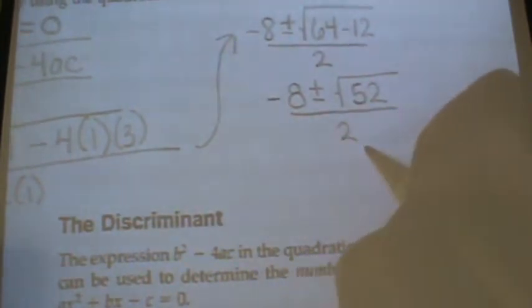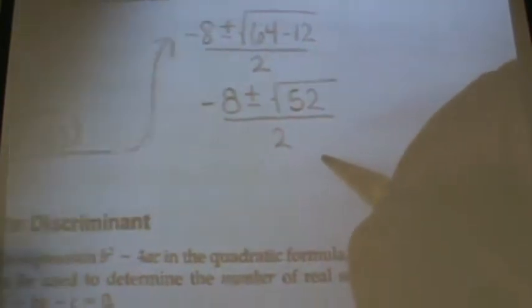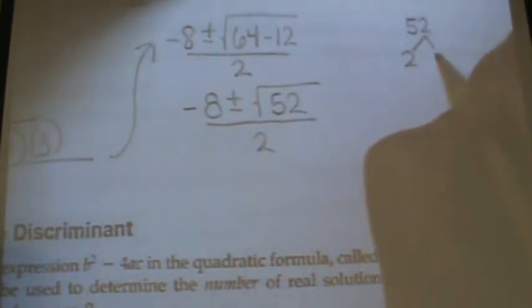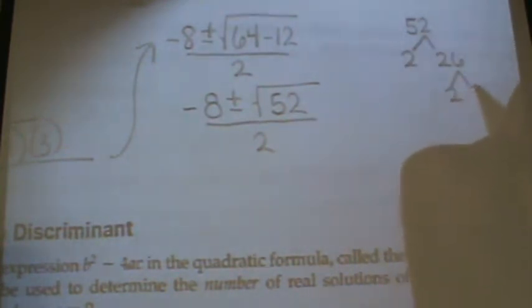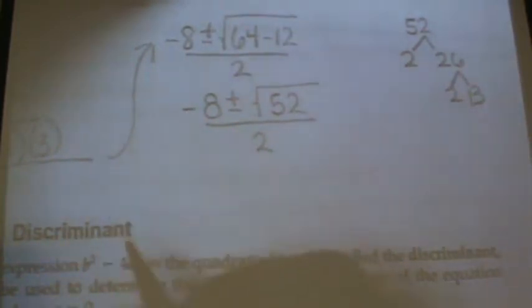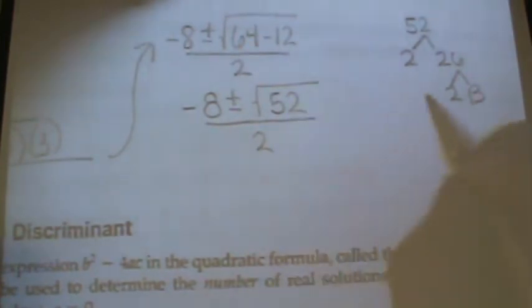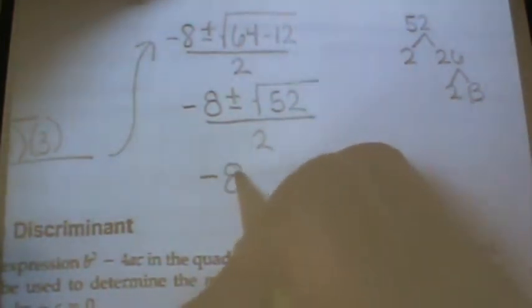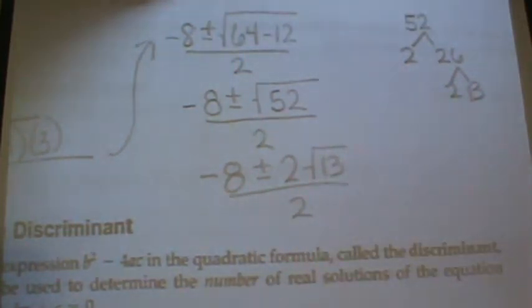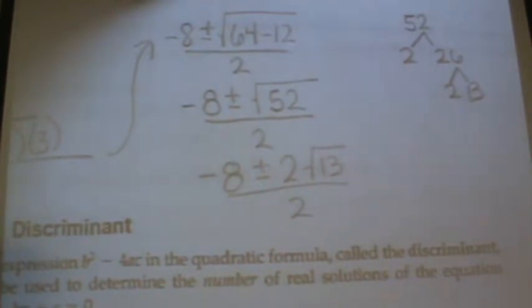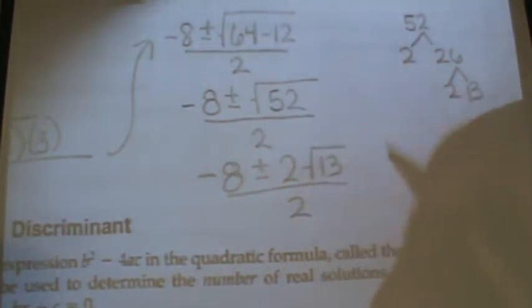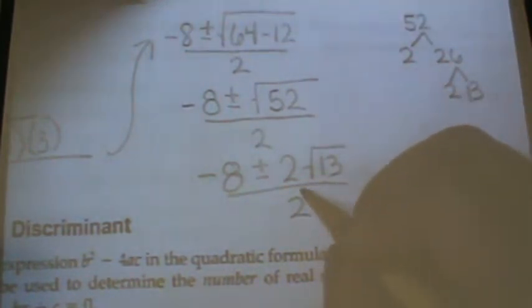Now on your test, if you leave it like this, you're going to get partial credit. Why? Because 52 can be broken down into 2 times 2 times 13. So what can you simplify root 52 as? 2 root 13, all over 2. Does this come back to you? Now, is this the best answer? No. You can break that up and do negative 4 plus or minus root 13, but you still have to keep that denominator 2.